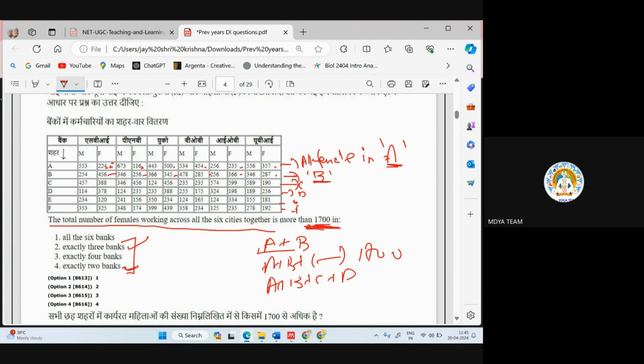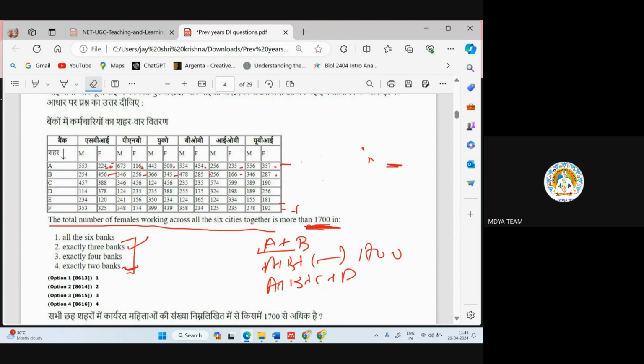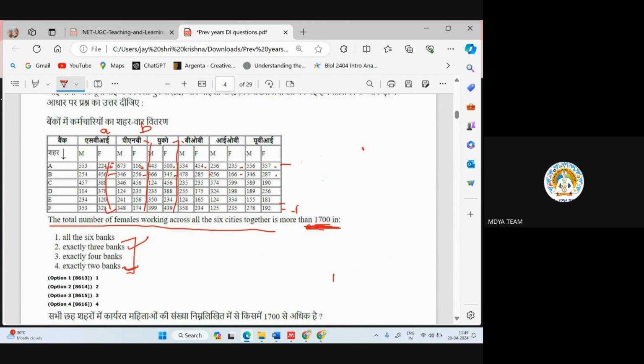A small mistake is there. In place of adding this row wise, you have to add column wise. Very good. First, you will add all the females in SBI, and you will get the value, for example, A. Then you will get all the females in PNB, the value B, and you add all the females working in UCO, you will get the value C. So first you will check A plus B. If it is coming more than 1700, then it's exactly two banks. Understood?